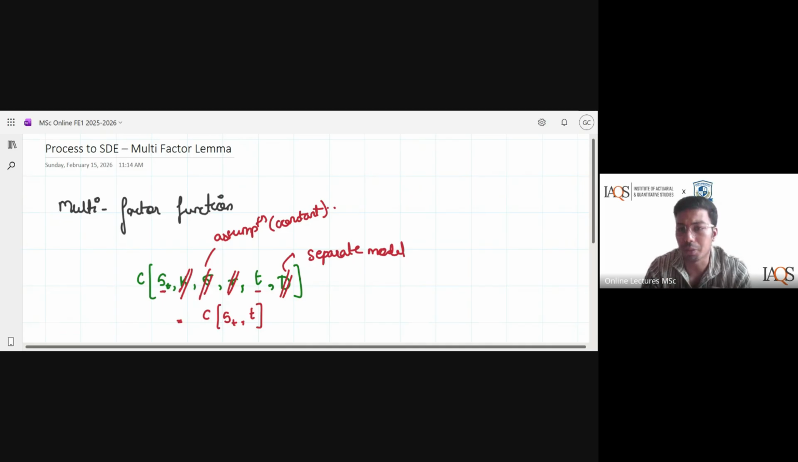This is nothing but what a multi-factor function is. A multi-factor function is nothing but a function, a process which is dependent on 2 variables: Brownian motion as well as time as a variable. It can be any particular Brownian motion and time.